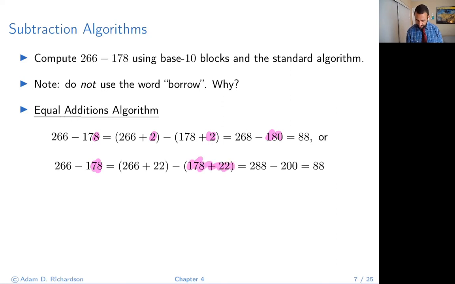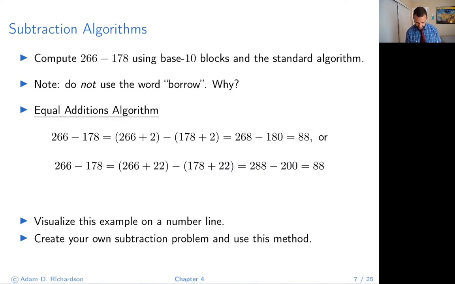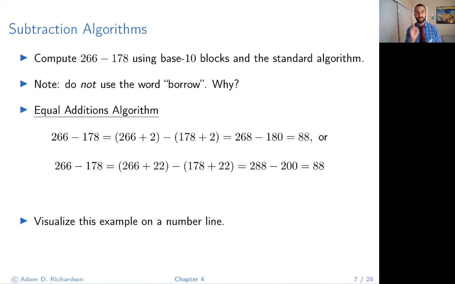So if I add 22 to 178, I get 200. And if I add 22 to 266, I get 288. And 288 minus 200 is 88. That's super easy. Super easy to do. So I think, yeah, okay, let me do one more example.